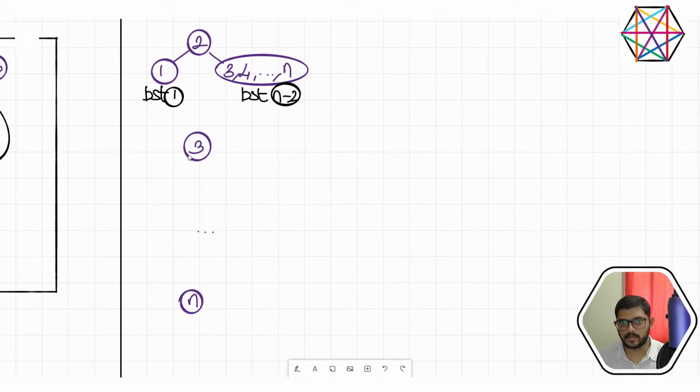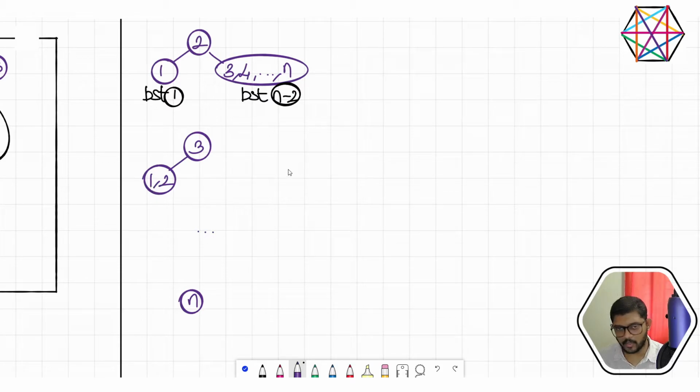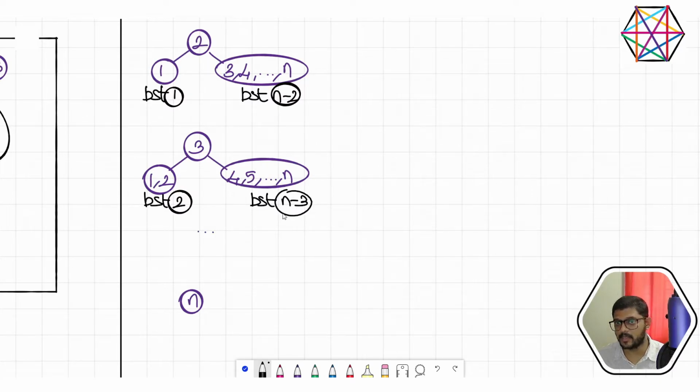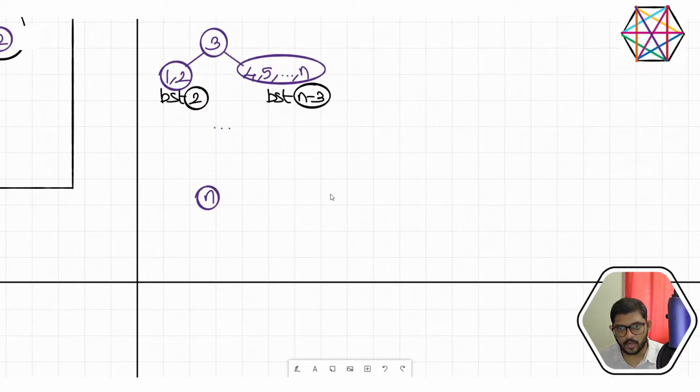Okay, what about this? What if we choose 3 as our root node? 1 and 2 will go here, again to maintain the BST property, and the remaining n minus 3 numbers, okay, those n minus 3 nodes, 4, 5, so on up to n, will go here. Once again, what is this? It's a question of how many ways you can form BST using these two nodes times how many ways you can form BST using these n minus 3 nodes, right? And we will have to take the product of these two, right? It goes on and on, right?